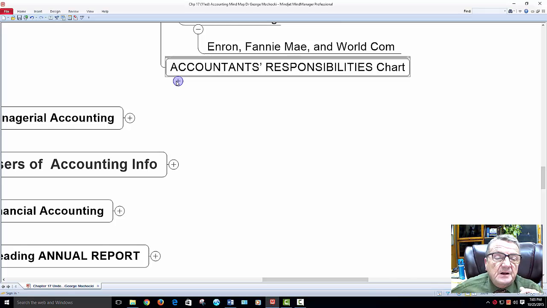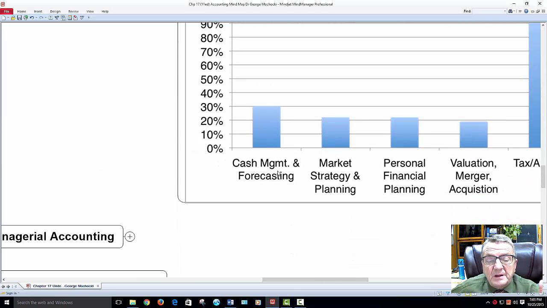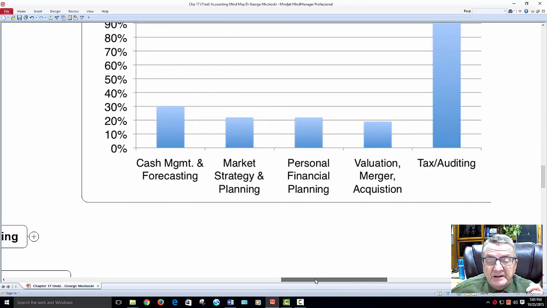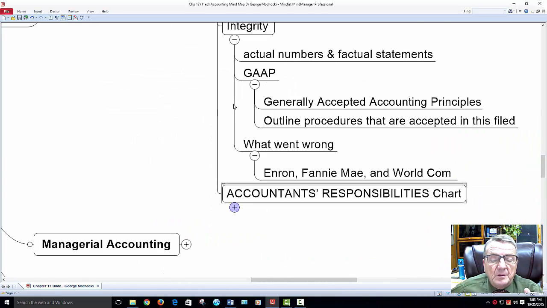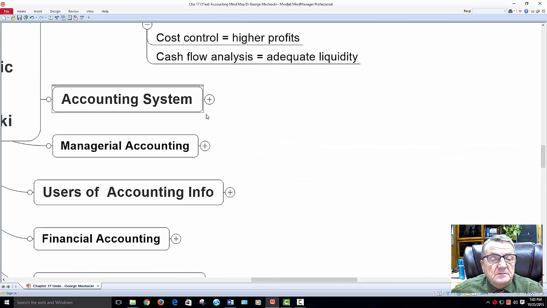Okay, now this one is accounting responsibilities. Cash management, inflow and outflow, forecasting, market strategy and planning, personal financial planning. You help your employees. Valuation, what's the value of the company, merger, acquisitions, and taxing audit. And now some accountants will do it all, but a lot of them are very specialist in one field or the other, which works out well. Hopefully they know something about it.